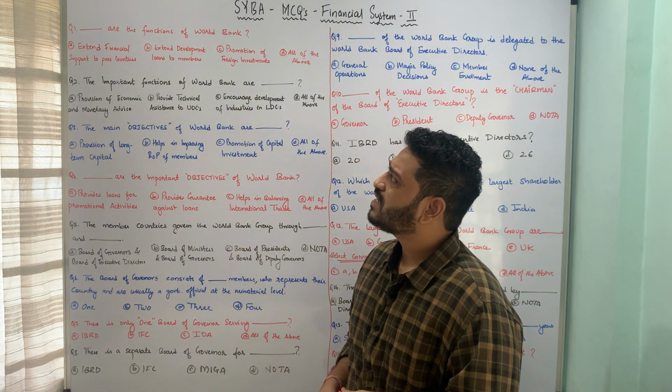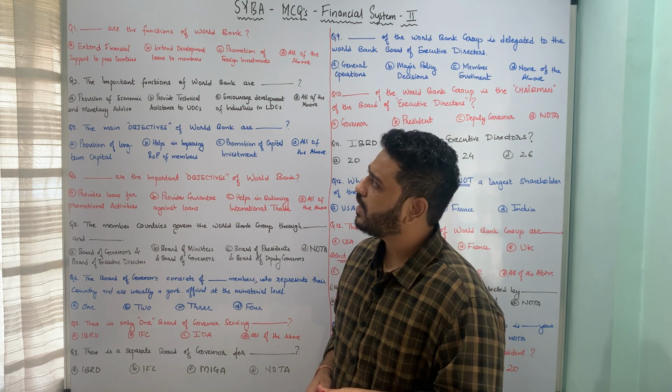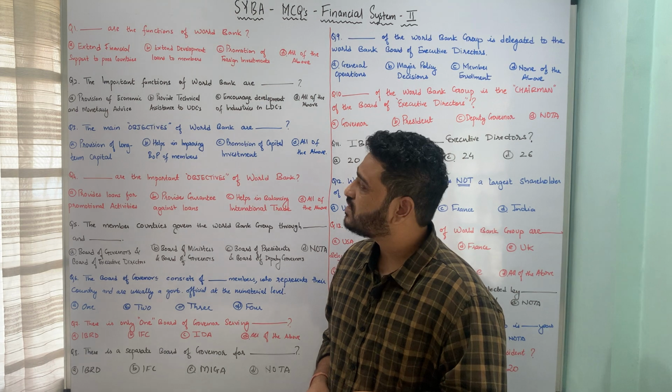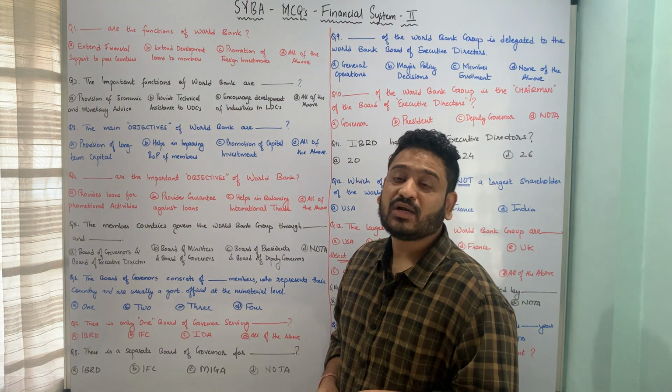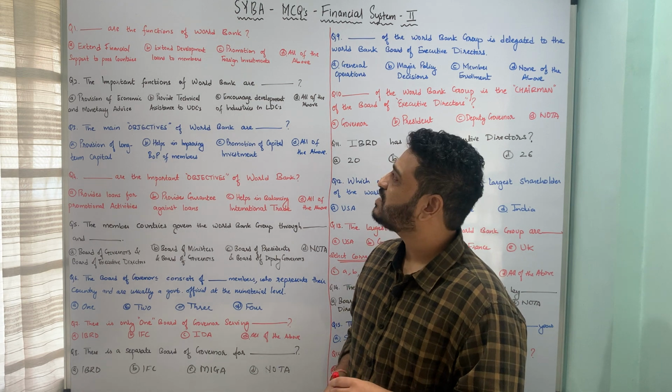The first question is, dash are the functions of World Bank, or what are the functions of World Bank? The first option is extend financial support to poor countries. Second is extend development loans to members. Third is promotion of foreign investments, and last is all of the above.